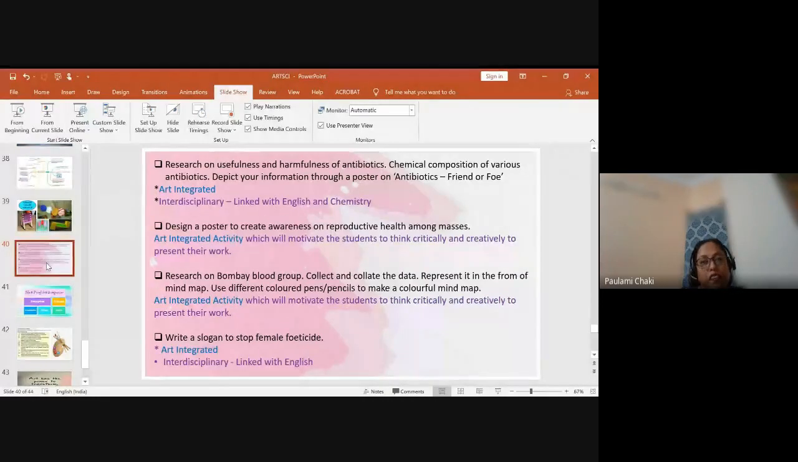Then a slogan on female feticide. There are many different things which we can do. This I have planned for this year for a few of the classes. So I have shared a few only.